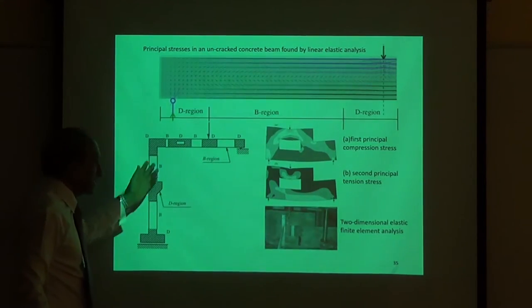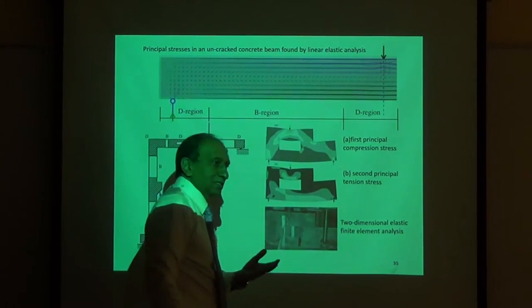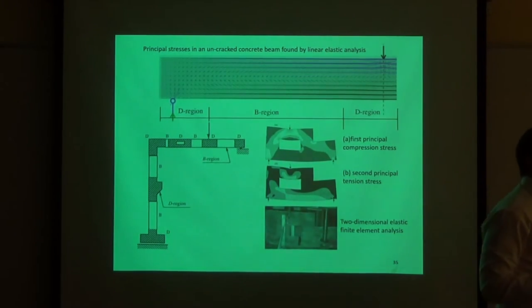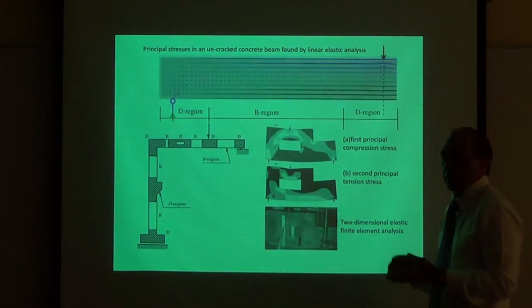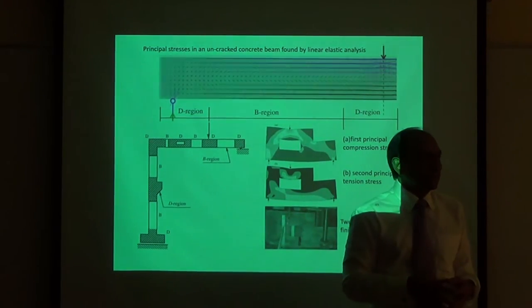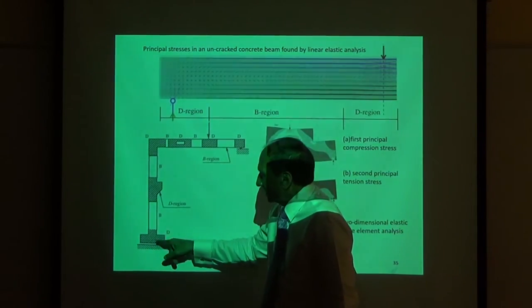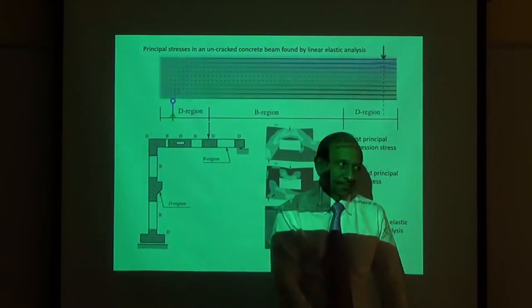So you can see that, unless the beam is very simple, the D region dominates many types of structures, which means that the bending theory, bending formulas, bending equations, ETABS analysis, ETABS design, or SAP design will not work in all of these shaded areas.